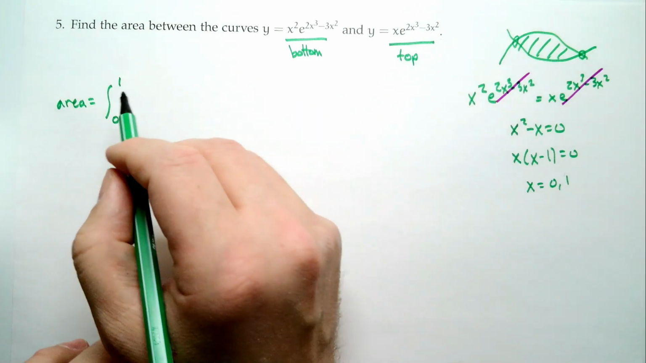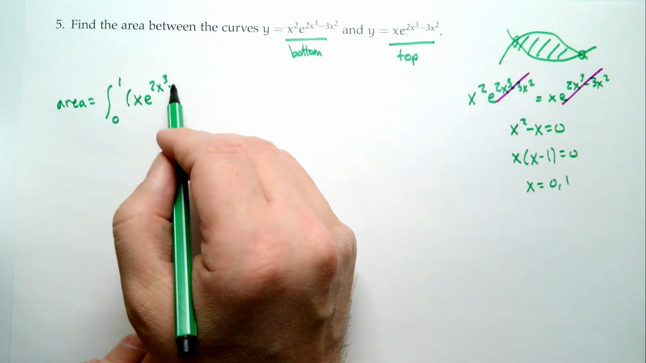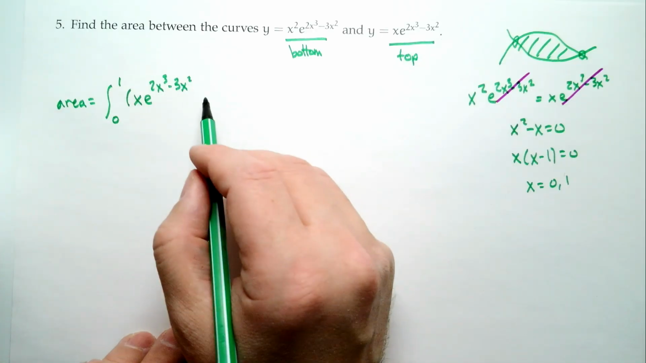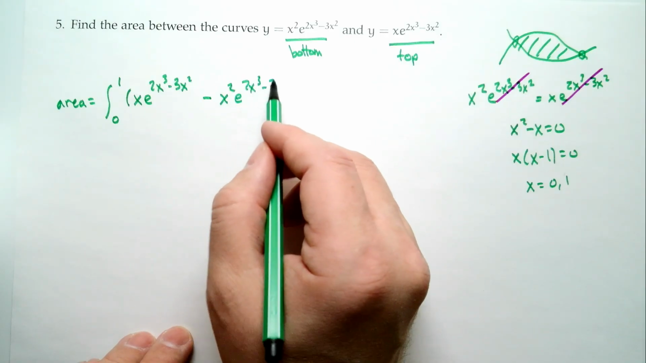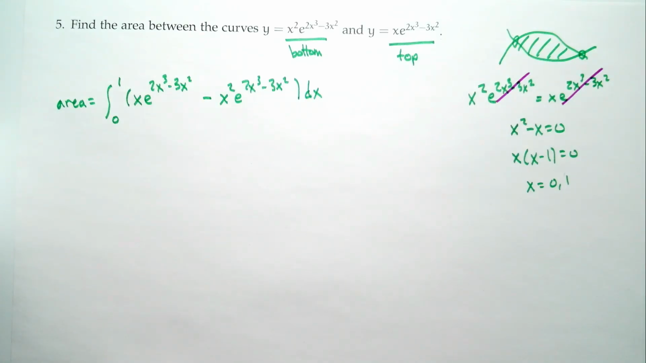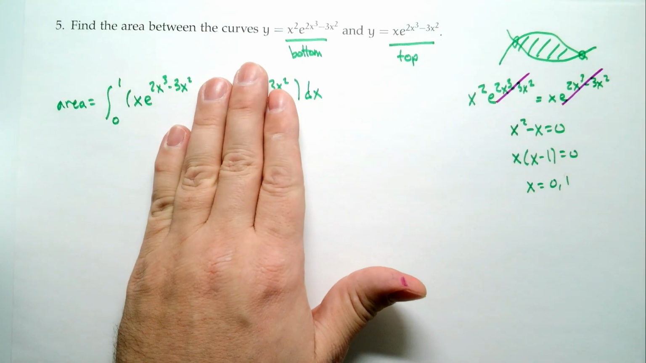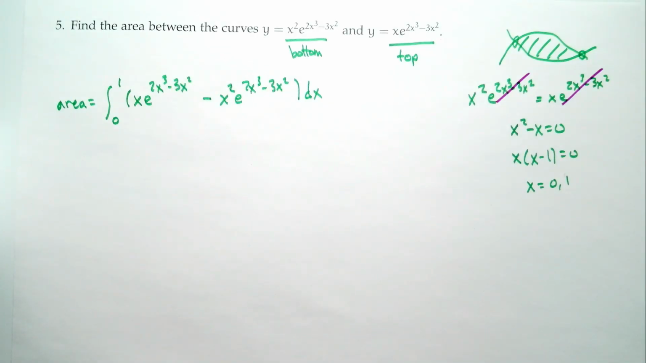Okay, so we go 0 to 1. We take the top curve, x e to the 2x cubed minus 3x squared. Then subtract the bottom curve, x squared e to the 2x cubed minus 3x squared dx. Now, I will say that this is a case where if we were to do these separately, say, for example, just the integral of x e to the 2x cubed minus 3x squared, we would get in trouble. We would be stuck.